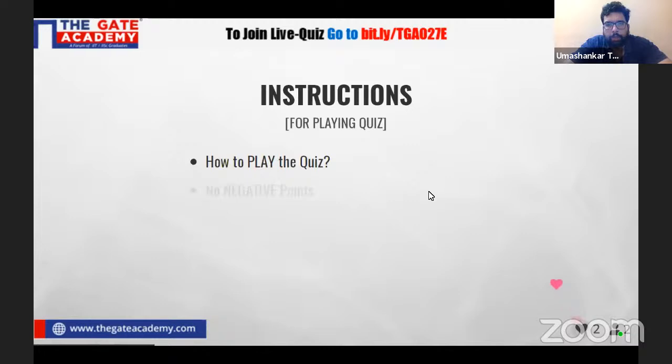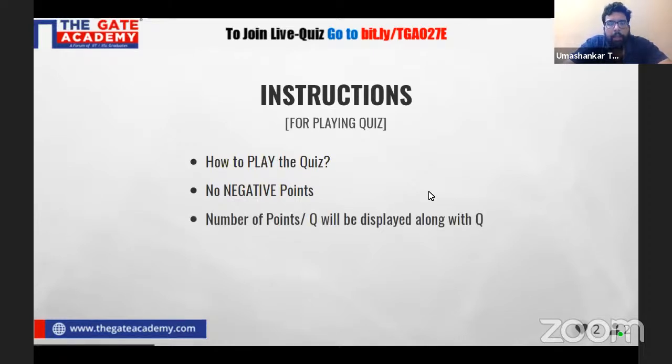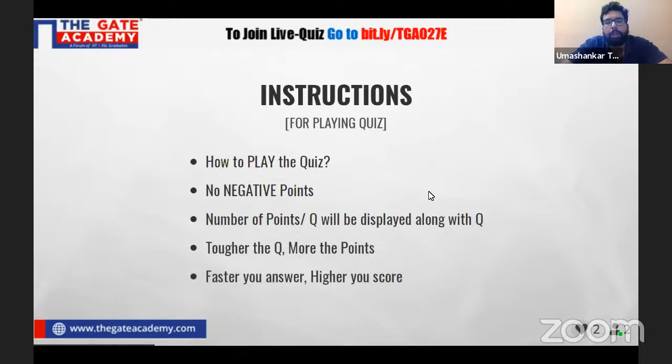In this quiz, we do not have any negative marking with any question. Every question will have a range of points, like from 50 to 100, from 75 to 150. Obviously, the tougher the question, the more points. The range exists because in this quiz we are going to have points with respect to time also. If we answer in less time, we'll get more points. The faster we answer, the higher the score.